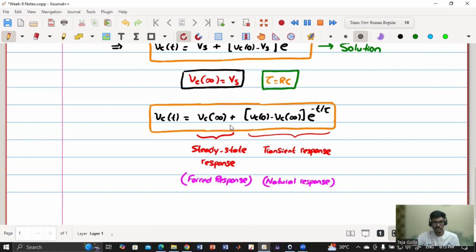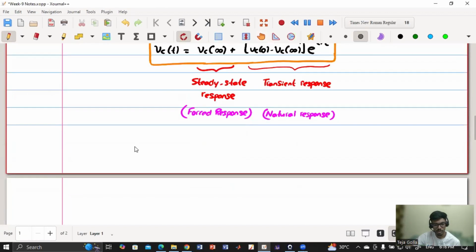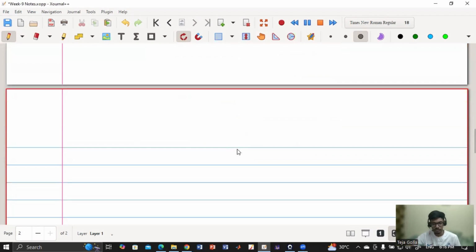Our primary concern is to understand what these terms are and how to get these terms directly for any given circuit. So till now, we have just understood that Vc of infinity and Vc of zero are the voltage at infinite time and the voltage at the zeroth time. We just have to use them. First we will write this expression, and then individually we will find Vc of 0, Vc of infinity, and time constant tau. So now this is for a simple RC circuit. Now I can use it for any other circuit, right? So first let us discuss that process, and we'll follow the same process for the rest of the session.